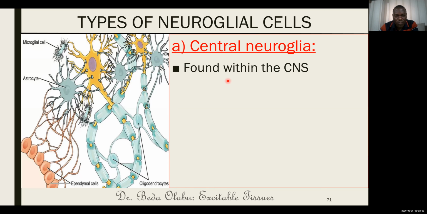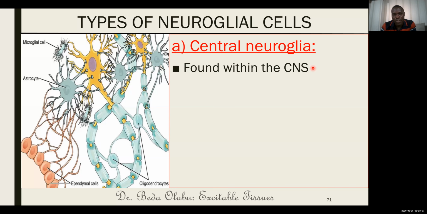When you talk of central nervous system, we mean the brain and the spinal cord. The brain and the spinal cord. That is central nervous system. So we are saying central neuroglial cells are found within the brain. They are also found within the spinal cord.